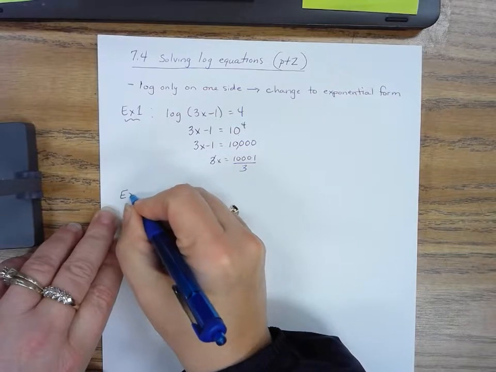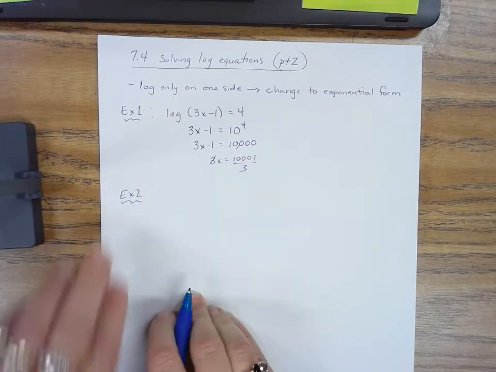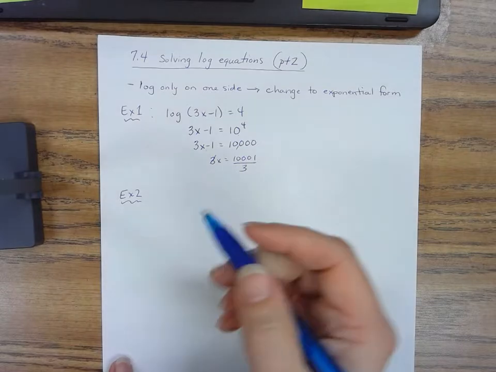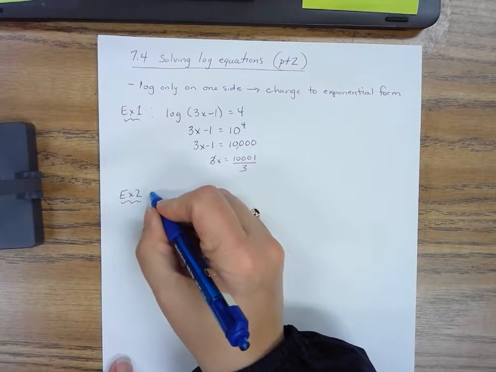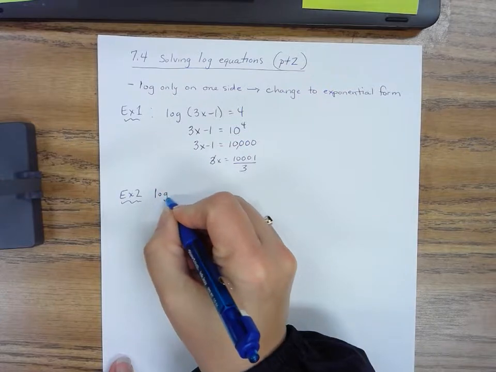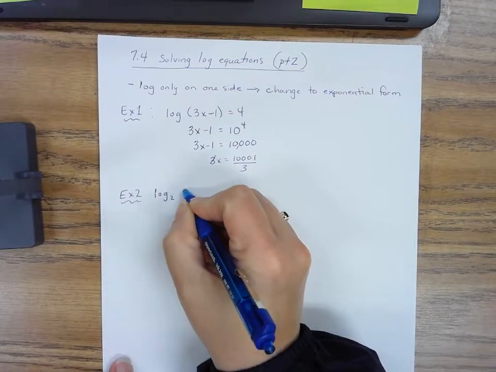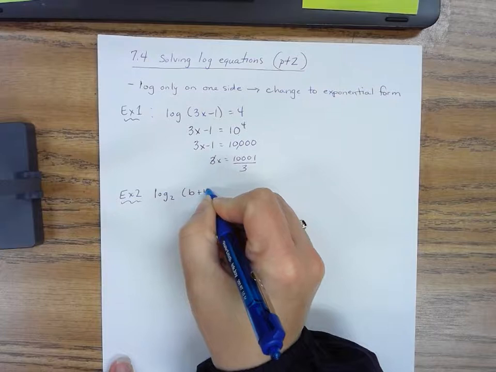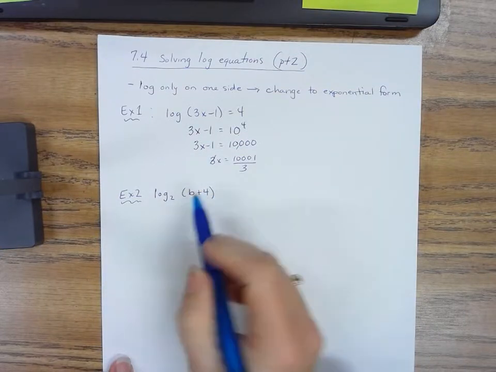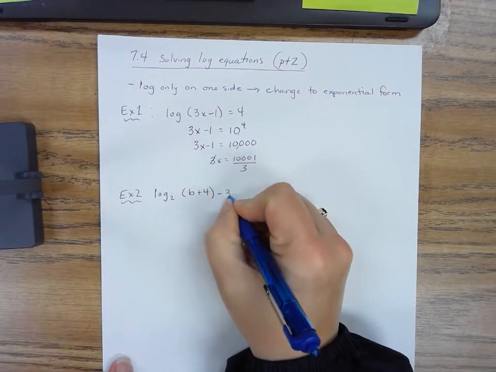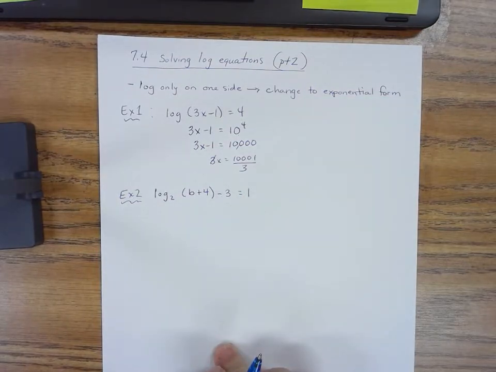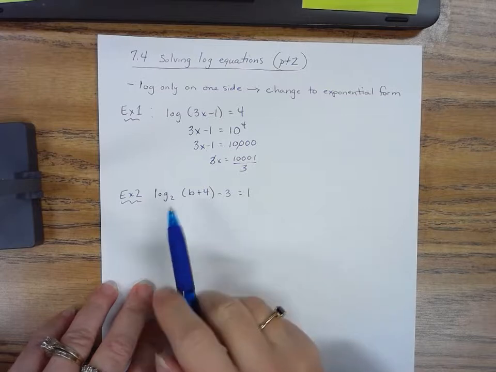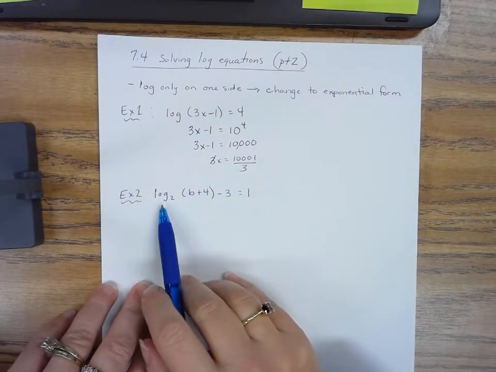Example 2. Zwei for all you Germans out there. Log base 2 of b plus 4, minus 3 equals 1. We're going to change it up a little bit, get crazy with the different variable. I do still have only one log on one side of the equation.